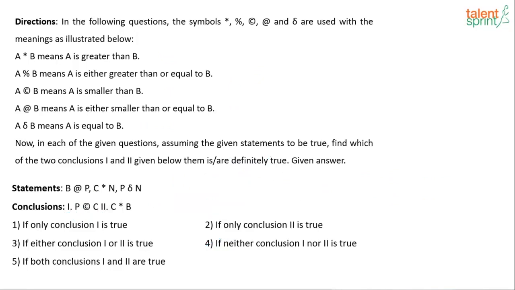The next one here. So same data, you know the meanings already. Let's convert these statements. B at the rate P. So B is small or equal, right? Less than or equal to P. C star N. Star means greater than. So C is greater than N. And the third statement is P eta N. Eta is what? Equal to. P is equal to N.